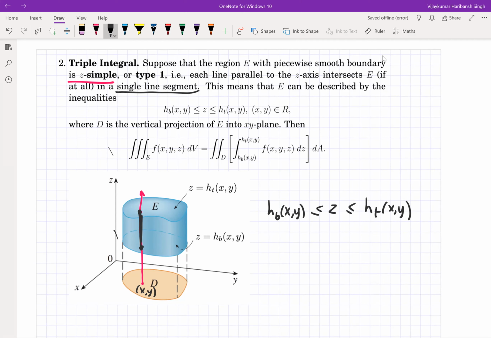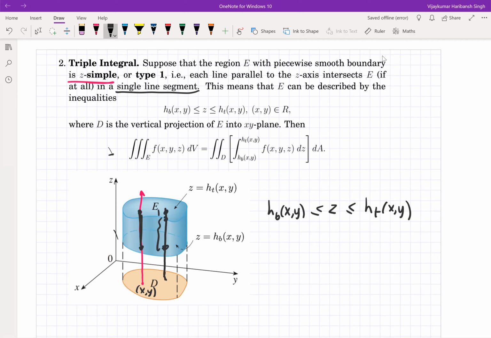Now an example of a non-z simple region would be to take this solid and have something on top of that again like that. So this would give me an example where, if my new solid is E1 union E2, then it's not a z simple solid. So that's the idea: if you take any point in this D and take a line parallel to z on top of xy, it should intersect in a single line segment. The intersection should be a single line segment.